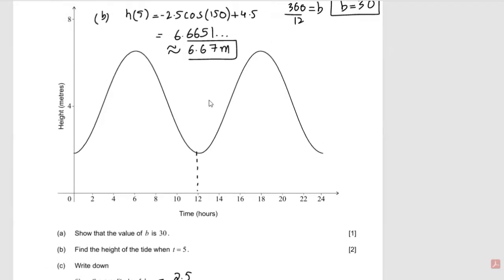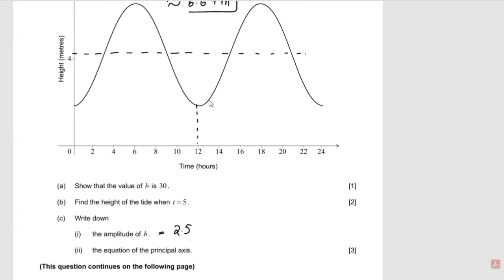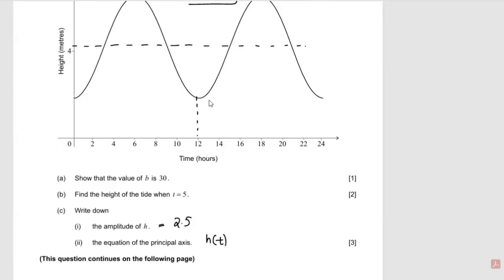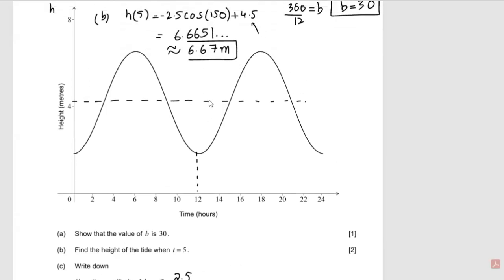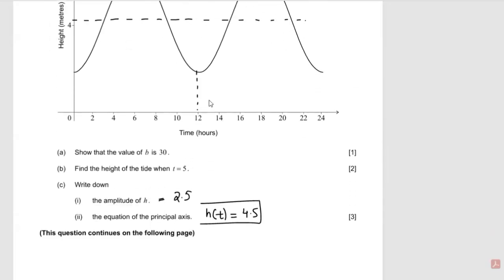And we need the equation of the principal axis. So the midline or the principal axis is here somewhere, and its equation is like y equals something since it's horizontal. But remember that your y is h. So you will write h of t equals 4.5. I think the context of the question says that your height is against time. So don't write y equals 4.5. Instead, write h equals 4.5, right? Okay, so that's done as well.